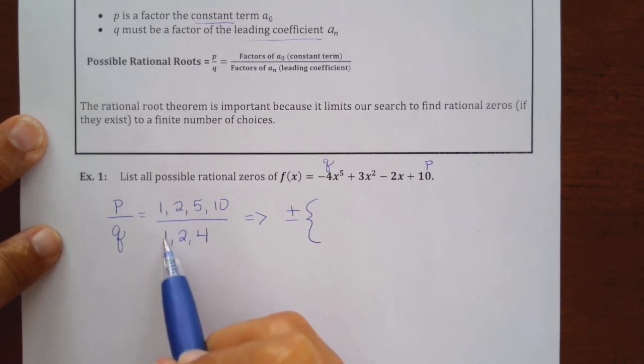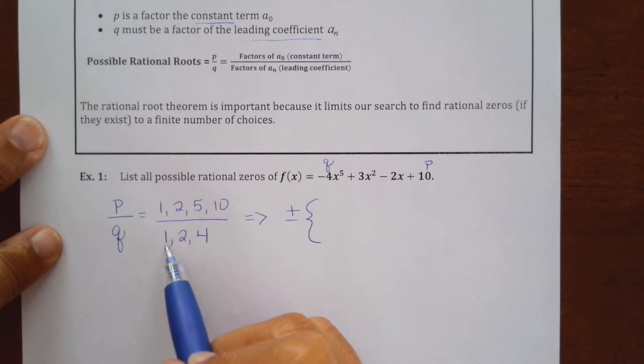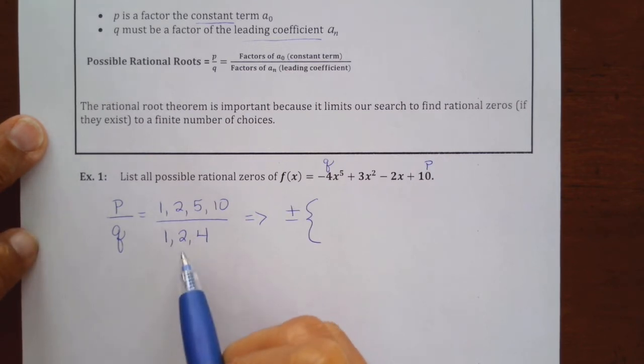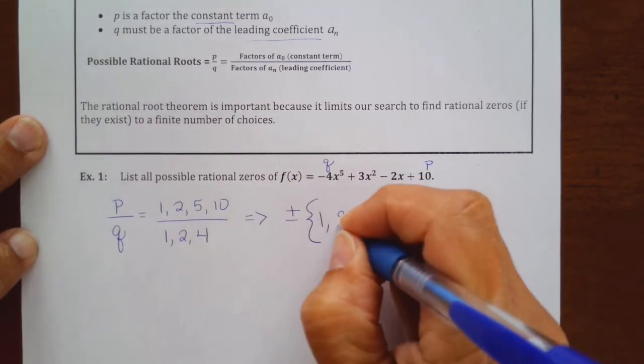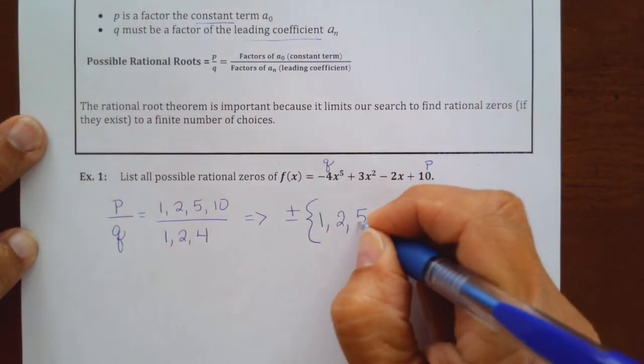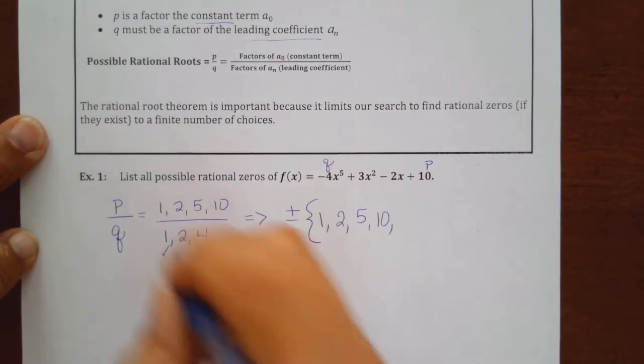So I'm going to do 1 divided by 1, 2 divided by 1, 5 divided by 1, 10 divided by 1. I just do this to help myself stay in order and not miss anything. So 1 divided by 1 is 1, 2 divided by 1 is 2, 5 divided by 1 is 5, 10 divided by 1 is 10. Okay, so got that out of the way.